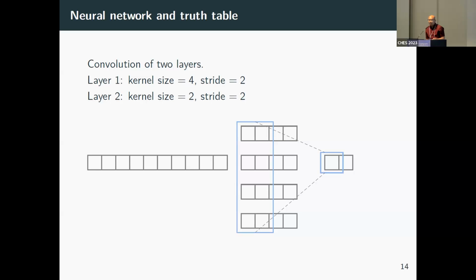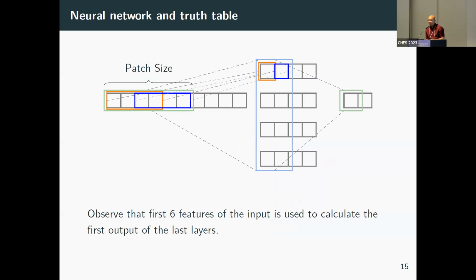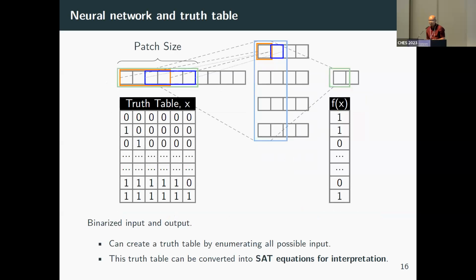Then in the second layer, I have a kernel size of 2 with stride 2. This means these 8 points over here in the blue box would be multiplied with a weight to obtain the point at the last output. Overall, it means that 6 points at the front of the input are used to calculate the first output of the last layer. So these 6 points, we call it a patch, and the number of points of the patch is called the patch size. So if we binarize the input and the output, now we are able to create a truth table by enumerating all possible inputs.